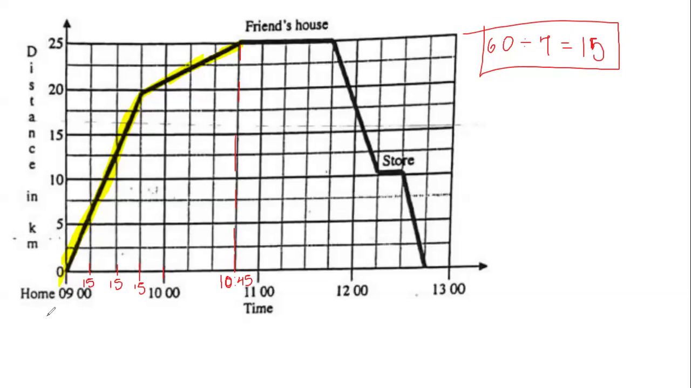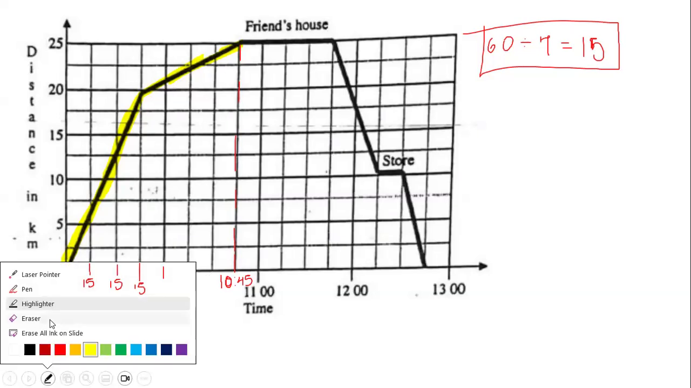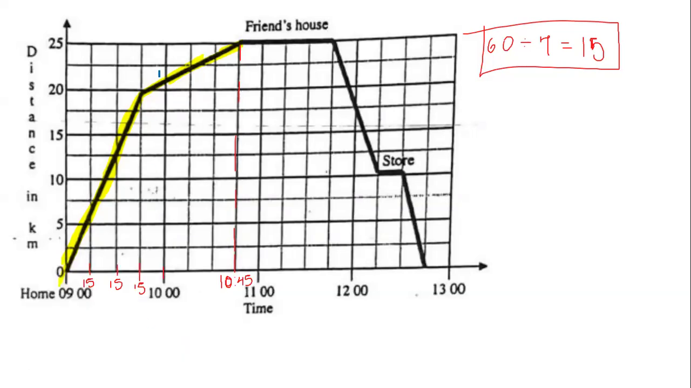Okay, so I have a different way of doing it. First thing we're going to do is determine what this is. What do we mean when we have a straight line? What does a straight line mean? A straight line means the object is not in motion. Very good. The object is at rest.